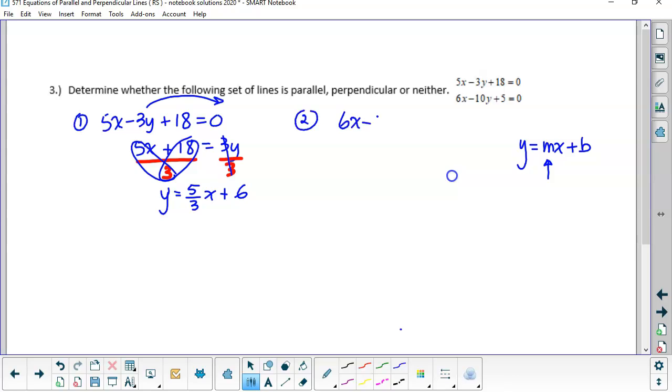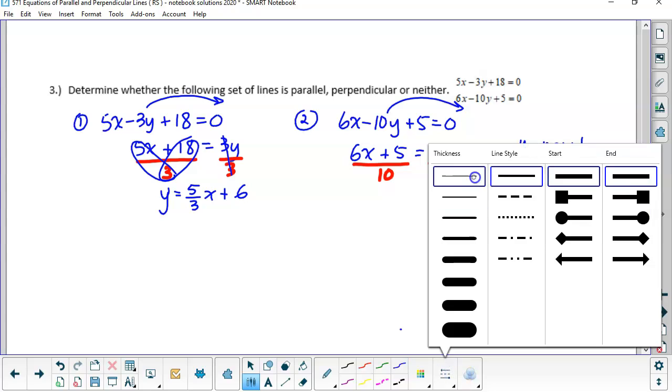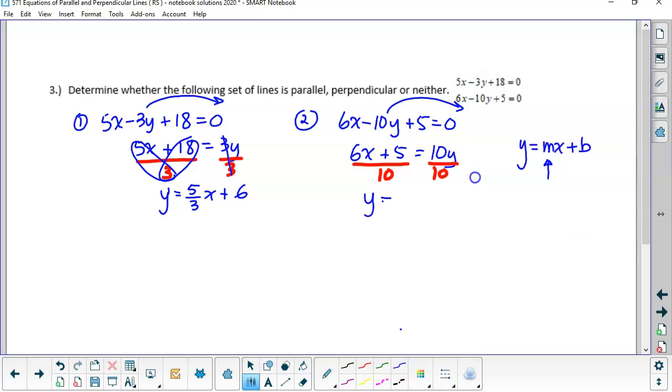Equation 2. Okay, now same thing. Y term is negative, so I'm going to bring it to the right. Just a little bit faster than bringing the other terms to the right. Oops, sorry. Need the 10y there. Okay, then divide by 10. And so we'll have y equals 6 over 10x plus 5 over 10, and reduce that. So 2 goes into 6 3 times, into 10 5 times, and 5/10 is 1/2.